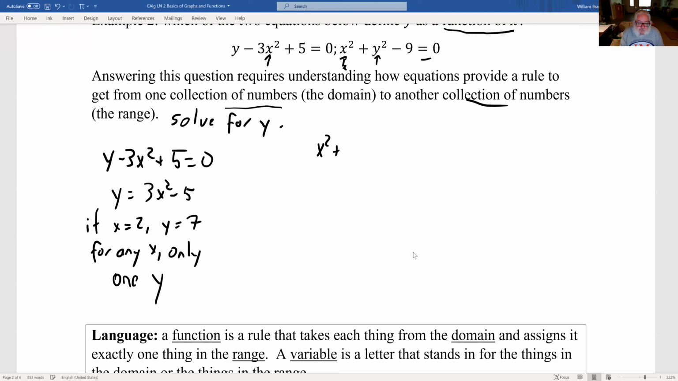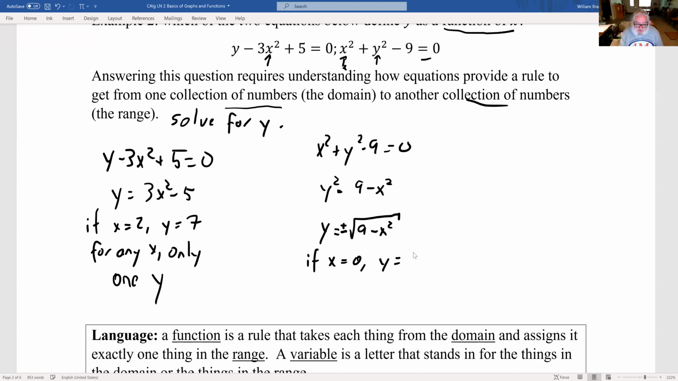What about x squared plus y squared minus 9 equals 0? We try and solve that for y. What do we get? Well, we get y squared equals 9 minus x squared, right? Move the 9 and the x squared over, and then we'll take the square root of both sides. But you have to remember that every number has got 2 possible square roots. So we have to put a plus or minus in front of there. So if you know x, if x equals 0, for example, then y is plus or minus square root of 9, which is plus or minus 3.